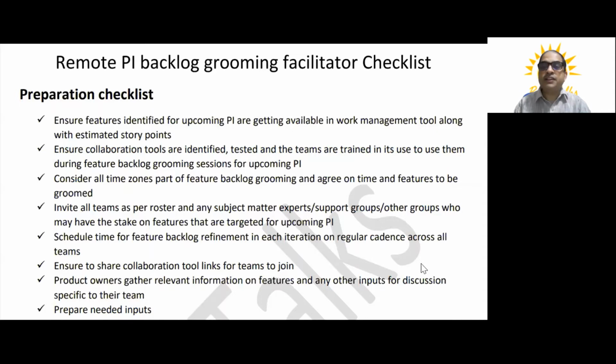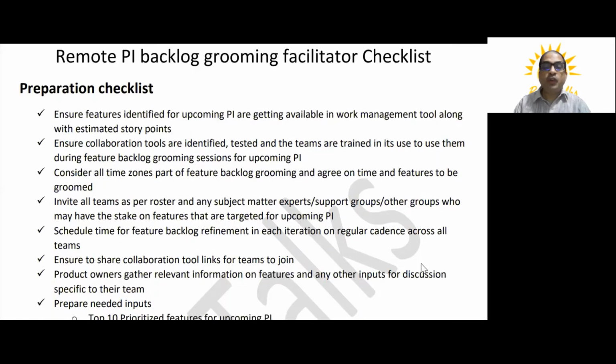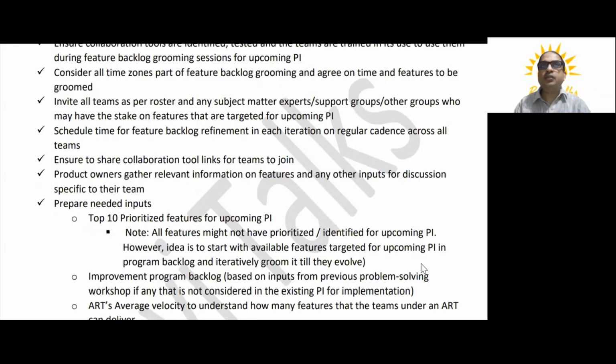feature backlog grooming is not all about a discussion just between the product owner and the teams. It is also important that we invite all the relevant stakeholders, subject matter experts or system architects, whoever we feel is really relevant for the discussion. We should invite them to be part of the backlog grooming sessions. Once that is done, schedule some time for the feature backlog refinement. That is also important. And we need to ensure that all the team members participate in the backlog grooming sessions.